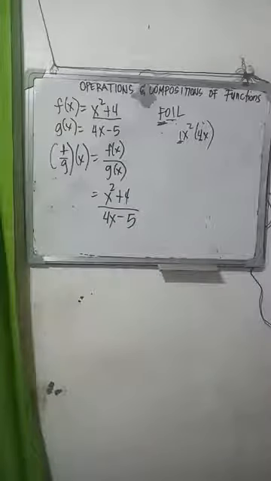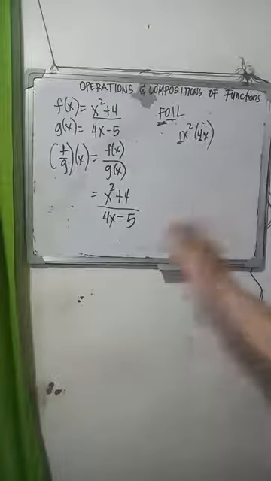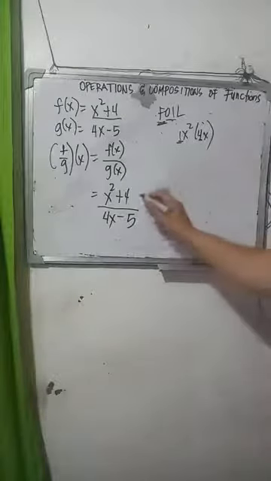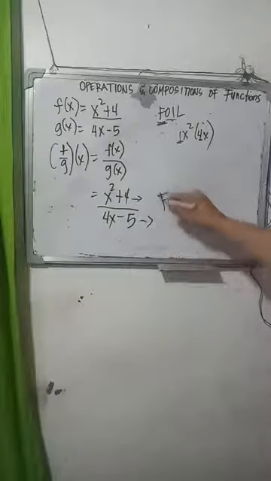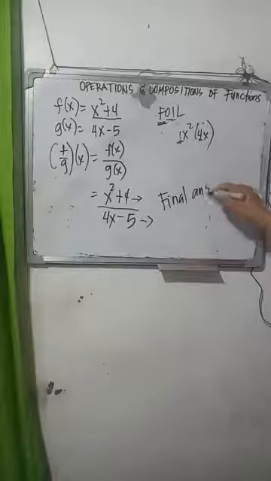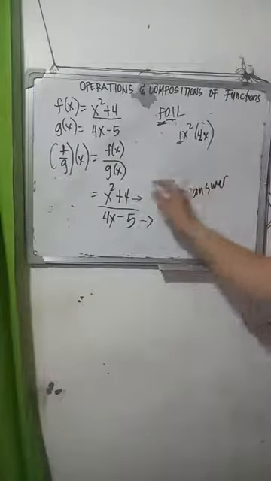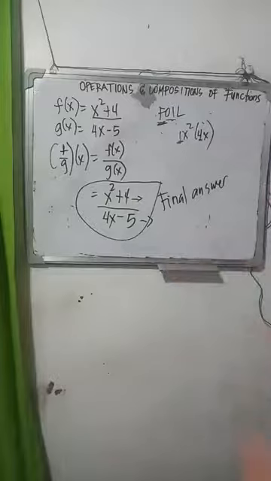Remember, when the given quotient is not factorable, look at the numerator, x squared plus 4. Can we factor it? No. How about the denominator, 4x minus 5? Can we factor it? No. So this is your final answer. We just copy our given. That is the quotient of functions.